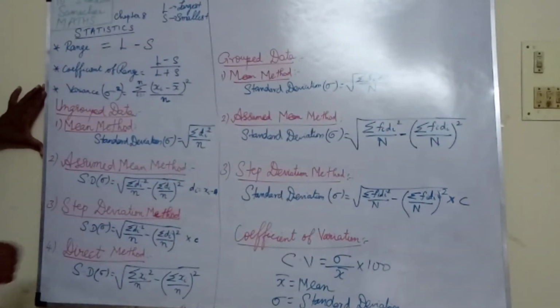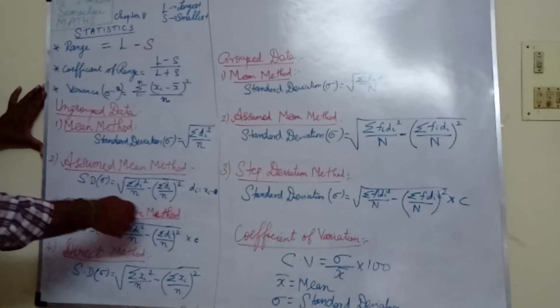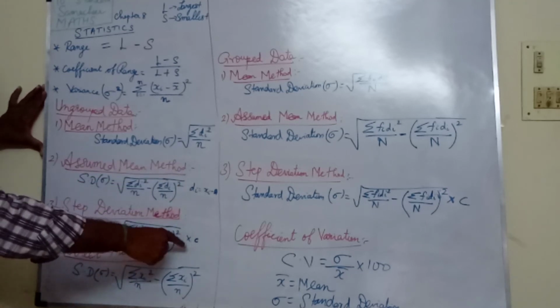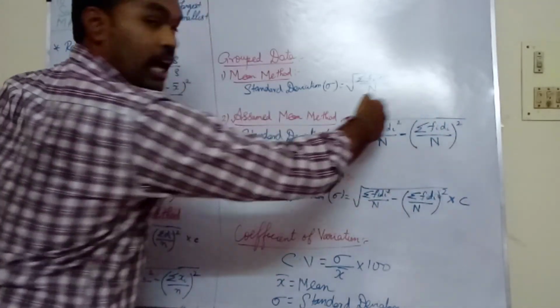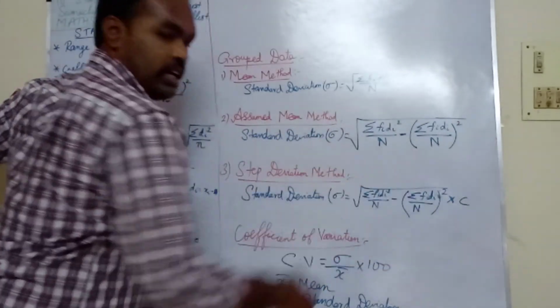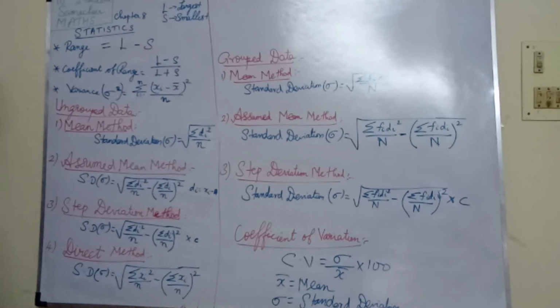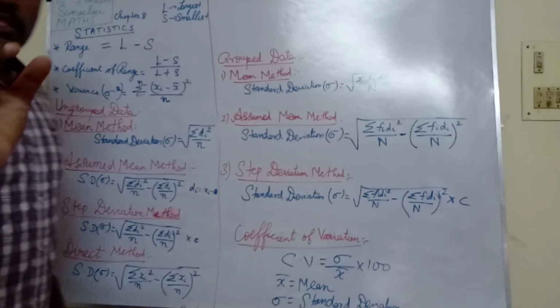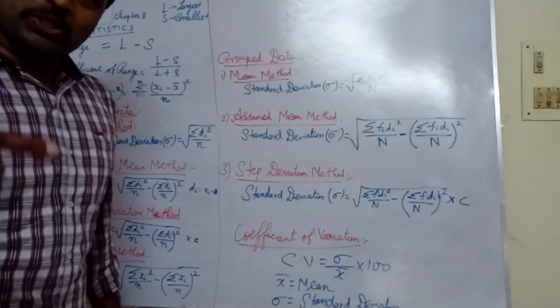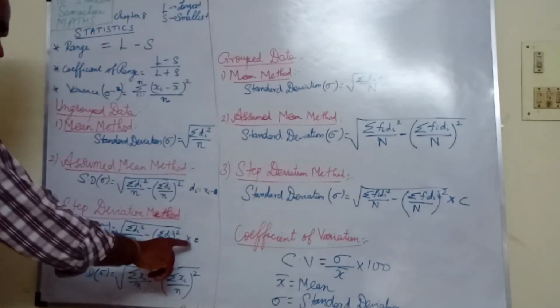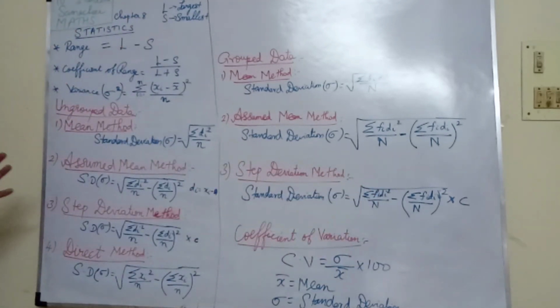Step deviation method: the same thing whatever is there in the assumed mean method, you need to write here into C. For the grouped data step deviation method too, whatever is there in the assumed mean method, you need to write here. So how you need to remember? Think of MAS, as in Madras: mean method, assumed mean method, step deviation method. So into C, here into C. This is the shortcut you need to remember. That's all for today. Next class we can see the problems.